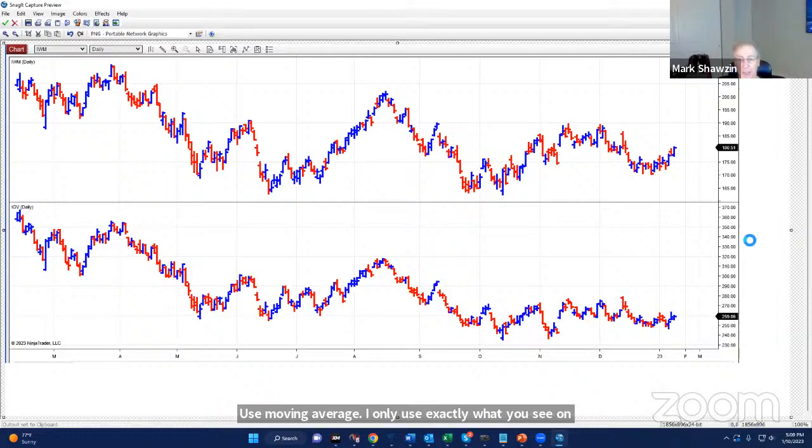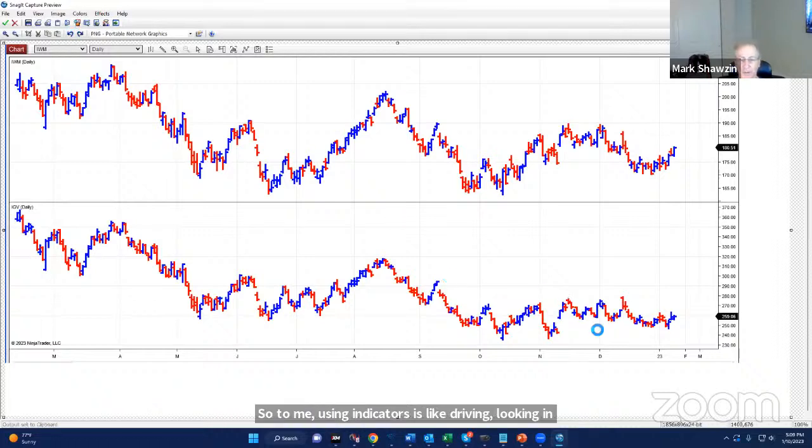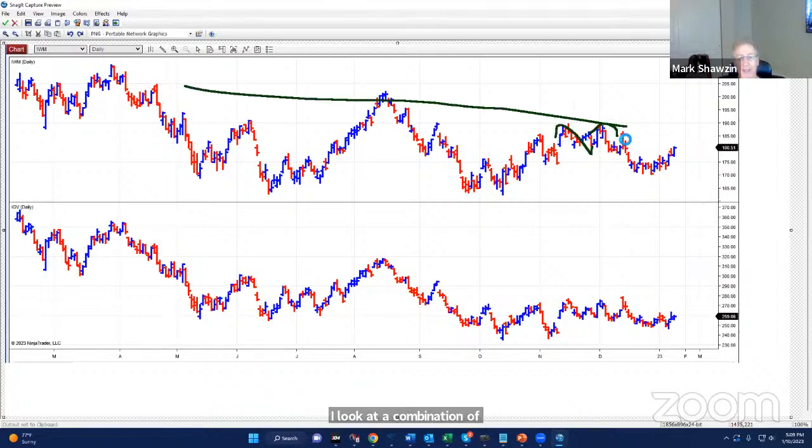Price and time, a clean chart, a naked chart. There is no volume. There are no moving averages. There's no MACD. There's no Bollinger Bands. There's no what we call leading indicators. Indicators are called lagging indicators for a reason. They're based on previous history, and the market's about the future. So to me, using indicators is like driving looking in the rearview mirror. I look at a combination of trends and patterns and price action.